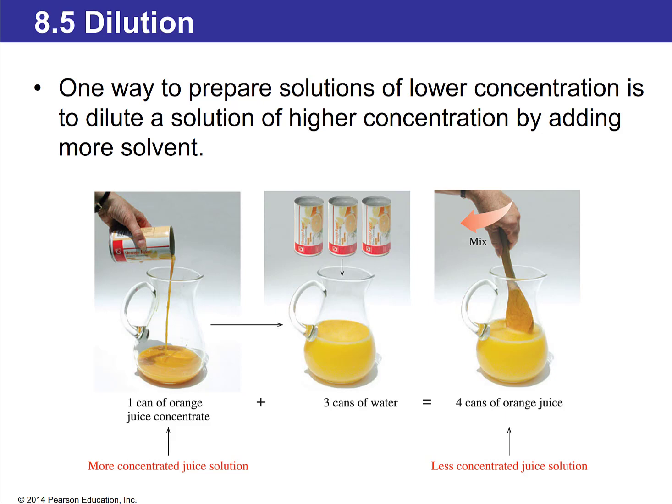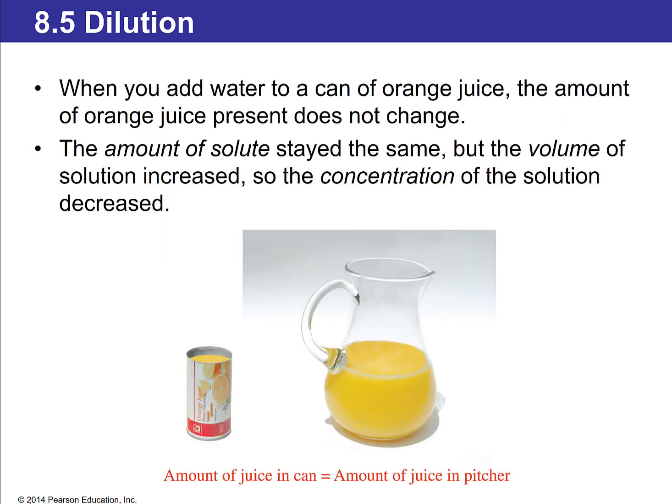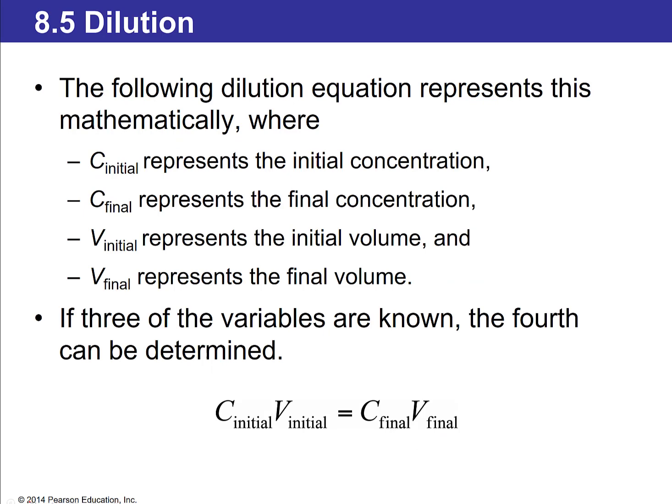But do you see that the amount of orange juice in the can and the amount of orange juice at the end is the same? The amount of actual orange juice is the same. It's the amount of water that has changed, and that has allowed it to be diluted. You can do this calculation by increasing the amount of the solvent. We can change the concentration. And in fact, it looks a lot like Boyle's law.